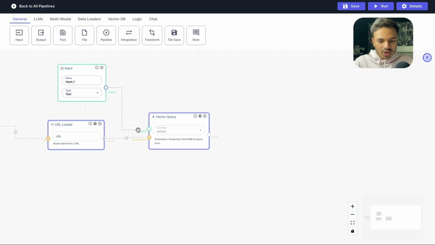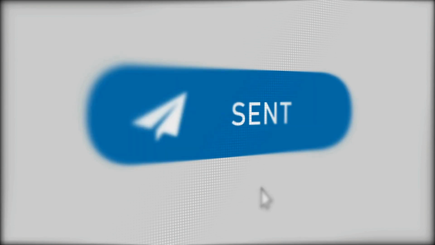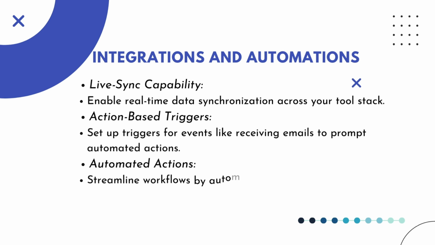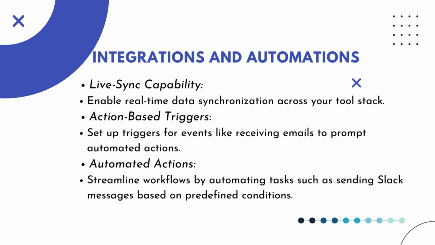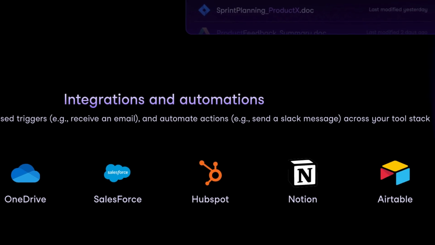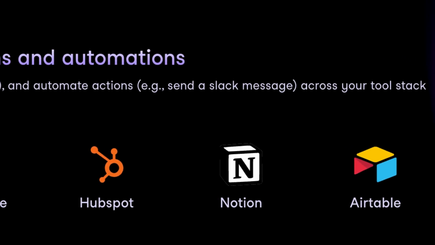This platform also provides options for integration and automation, where we can live sync and set up action-based triggers. For example, receive an email or send an email, and automate actions, for example, send a Slack message, update our Notion template, and more across all your tool stack. Here we have integrations of Google Drive, OneDrive, Salesforce, HubSpot, Notion, Airtable, and many more applications.